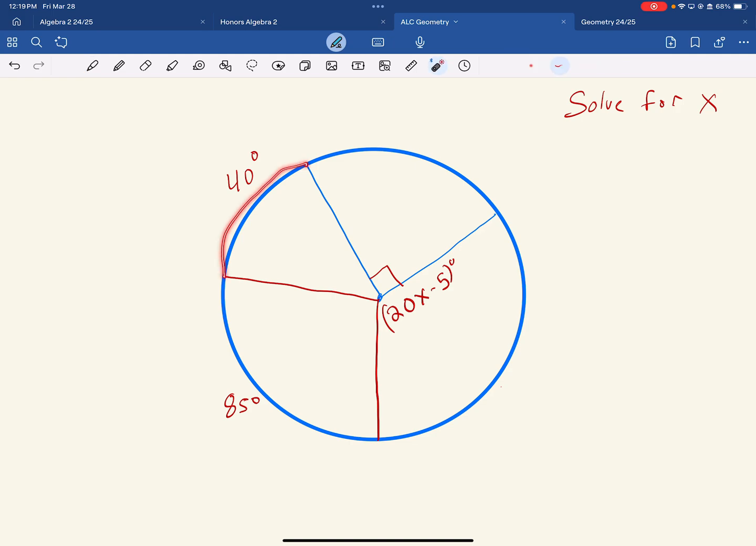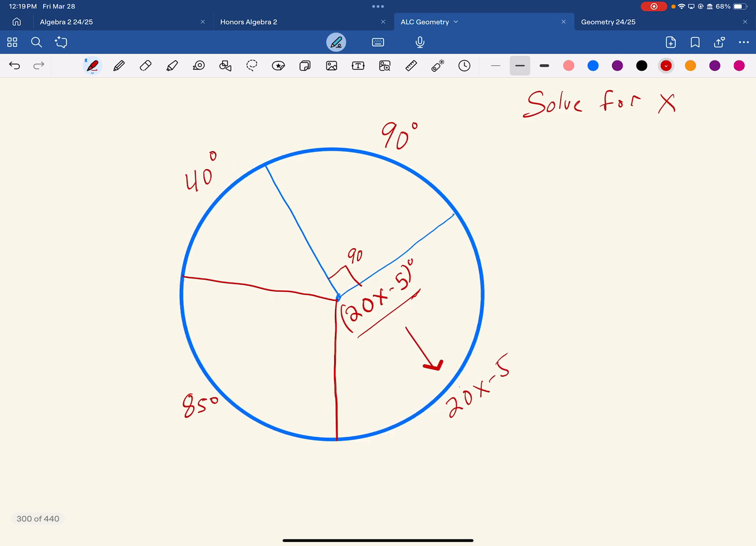I know this is 40. I know this is 85. I know this one over here, if this is 90, that's 90, right? So this makes this 90 degrees. If the measure of this angle in here, that central angle, is 20x minus 5, what's the measure of the arc that it creates? 20x minus 5. Do I have all of the arcs? Yeah, we have all of the arcs. What do all of the arcs have to add up to? They have to add up to 360.